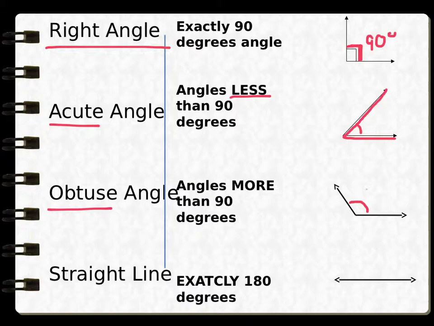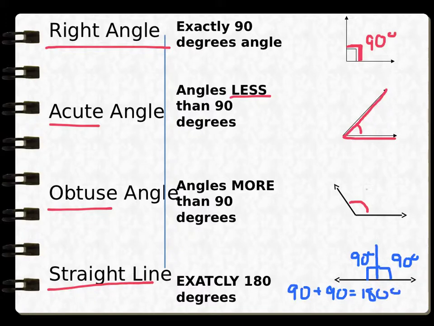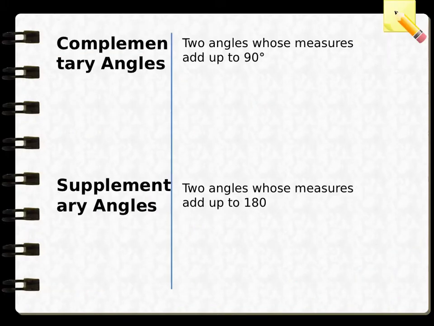And the last type of angle is a straight line, which is exactly 180 degrees. And this totally makes sense because if I draw a perpendicular line right here, I get 2 90-degree angles. And we all know that 90 plus 90 is equal to 180. So a straight line has exactly 180 degrees. Pause the video, review these angle definitions if you need to, and hit play to move on. Ready, pause.